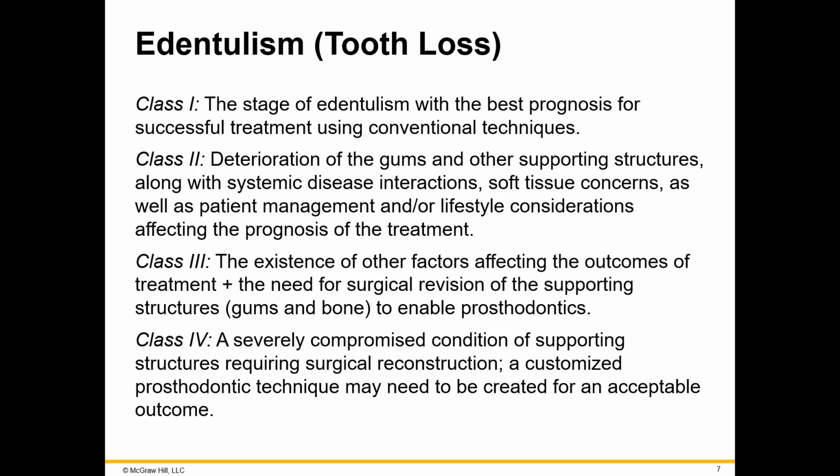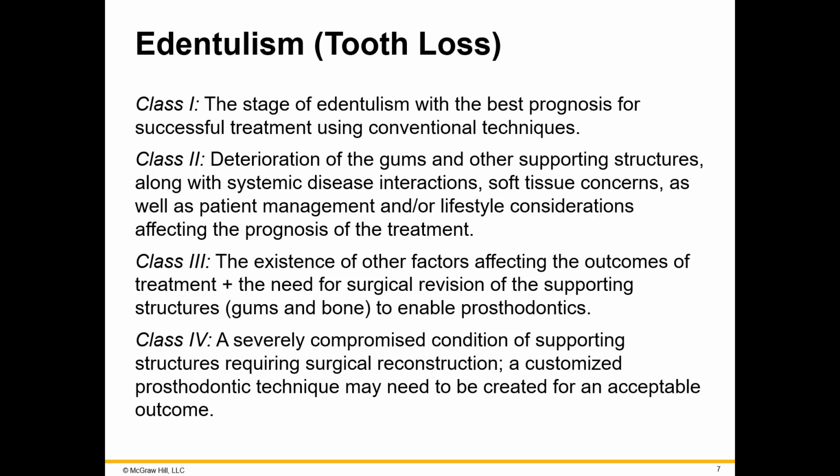Class 1 is the stage of edentulism with the best prognosis for successful treatment using conventional techniques. Class 2 is deterioration of the gums and other supporting structures along with systemic disease interactions, soft tissue concerns, as well as patient management and/or lifestyle considerations affecting the prognosis of the treatment.